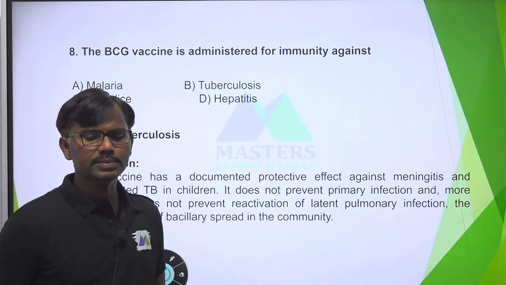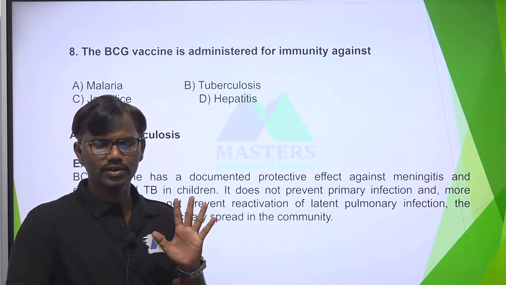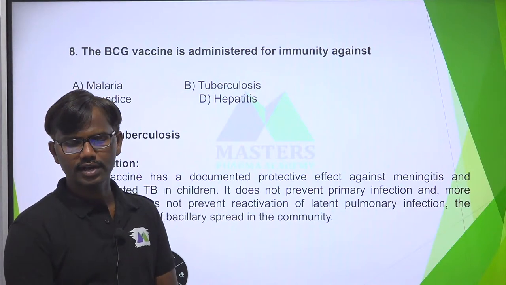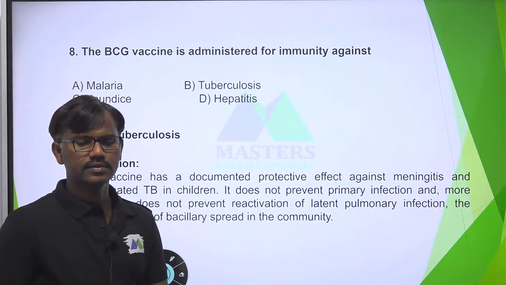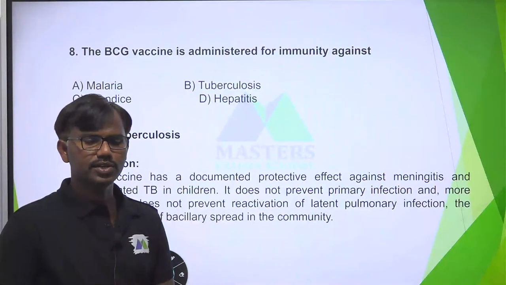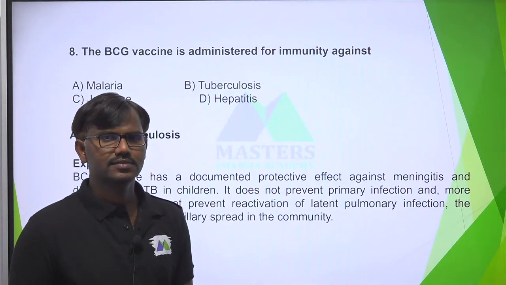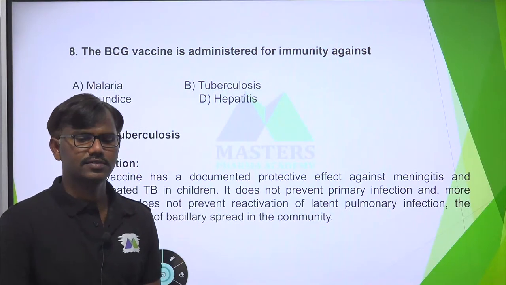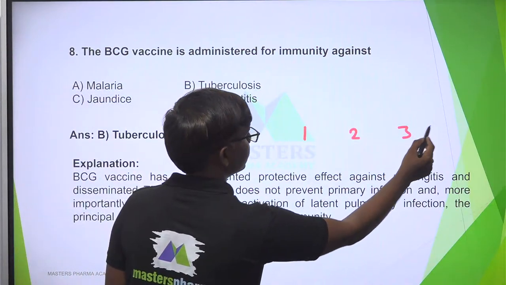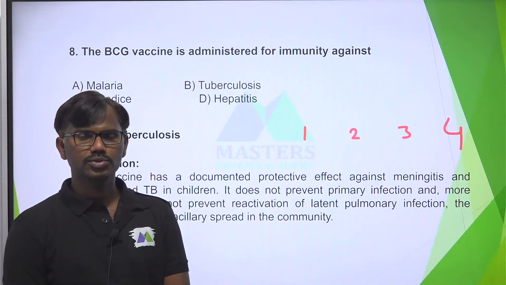So how many types of TB are there? How many types of tuberculosis? Options: 1, 2, 3, 4. Can anyone answer? Types of TB. Okay, you need options, right? How many types of tuberculosis are there?